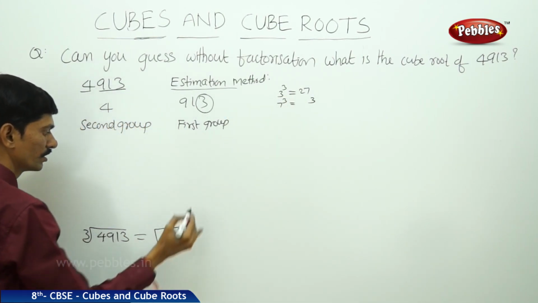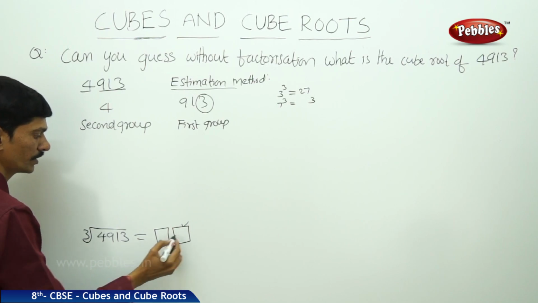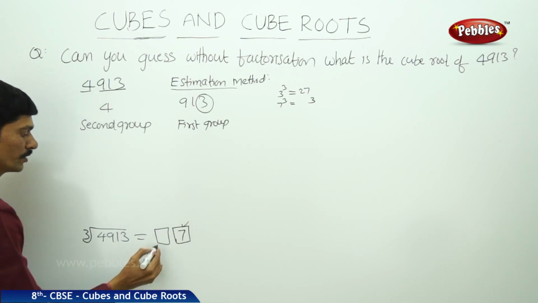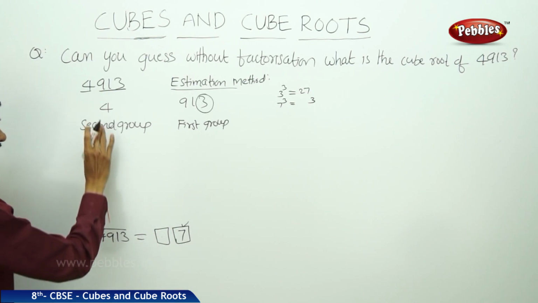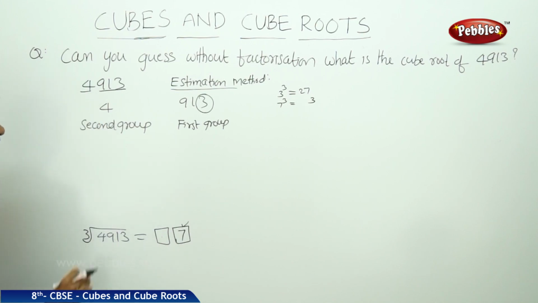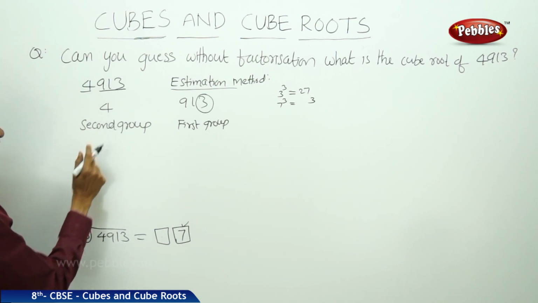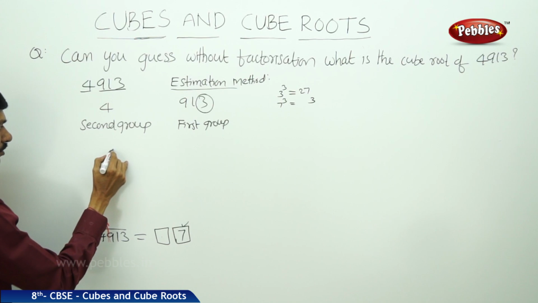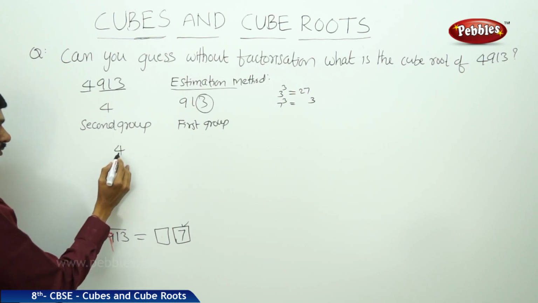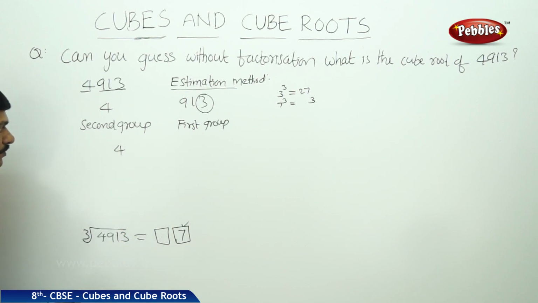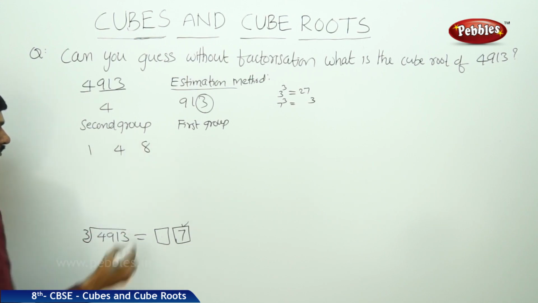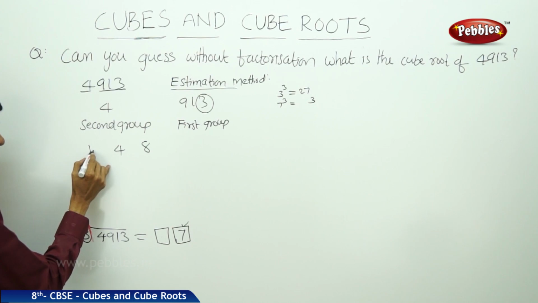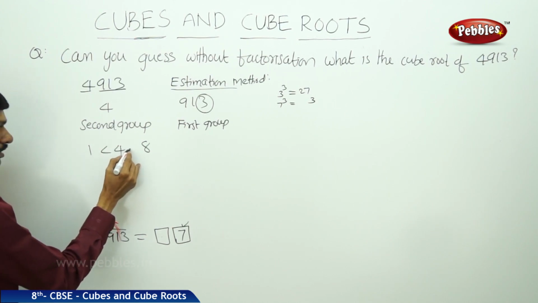So here the units place of the required cube root is 7. Next you have to find the tens place of the required cube root. For that you have to consider the second group. Now in the second group, 4. So 4 lies between which two perfect cubes? 4 lies between 1 and 8, which are perfect cubes. So 1 is less than 4, and 4 is less than 8.